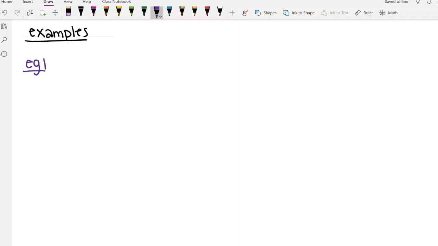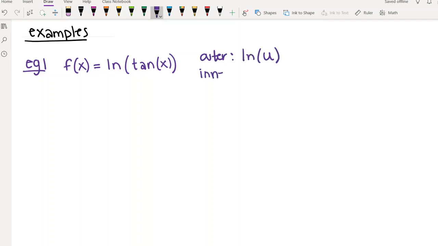Okay, so let's start with this one. Let's say our function is f of x is equal to ln of tangent of x. So this is going to be a chain rule problem, right? Because it's not just ln of x, it's ln of tangent of x. So our outer function is going to be ln of u, and our inner function is going to be tangent of x.